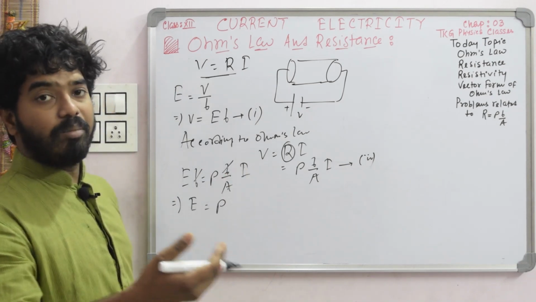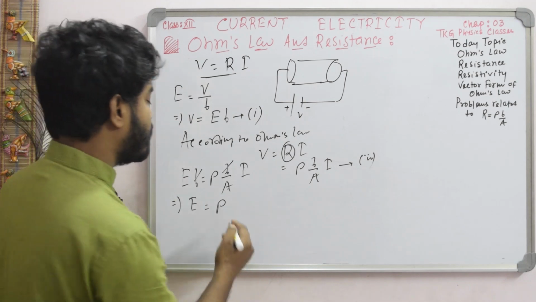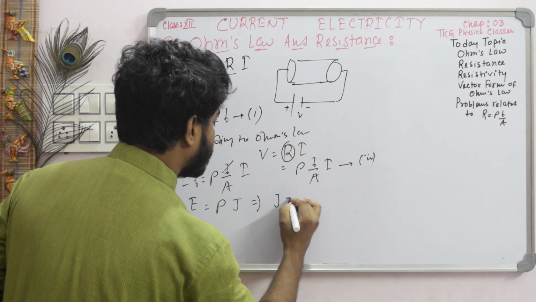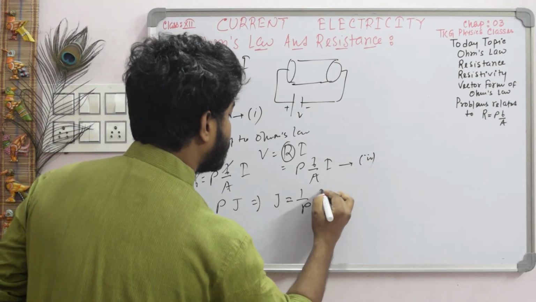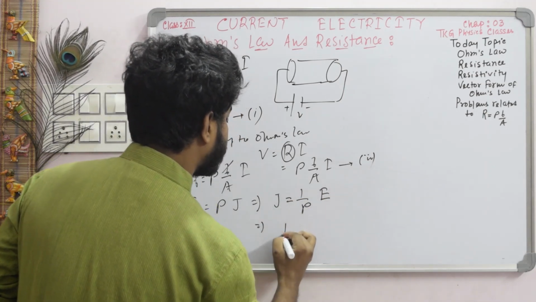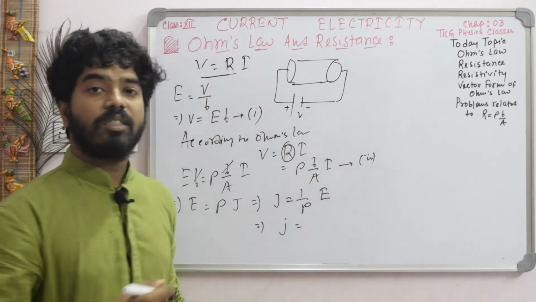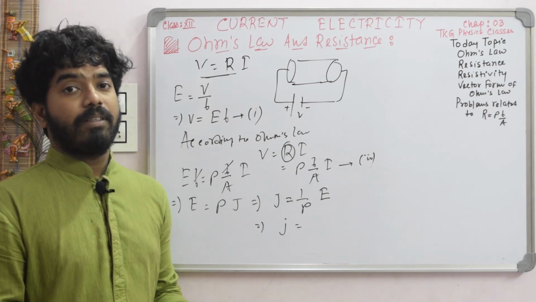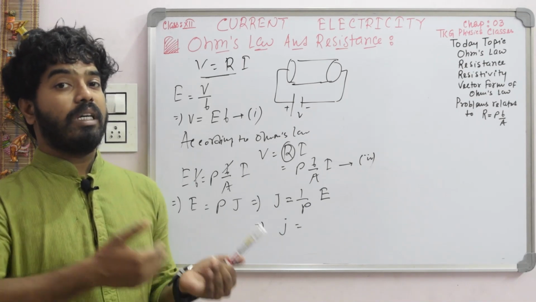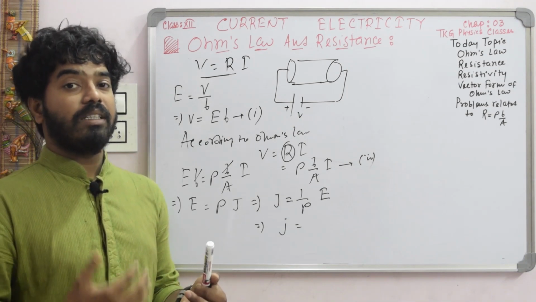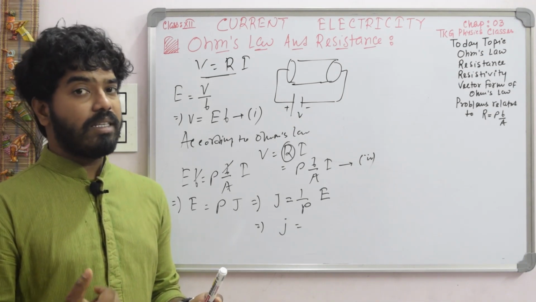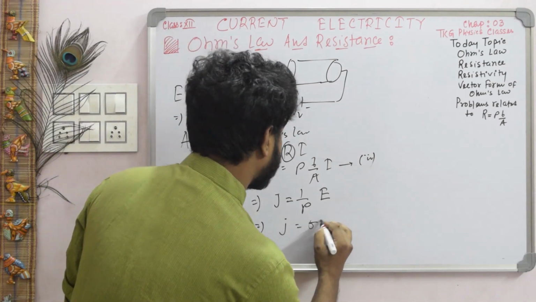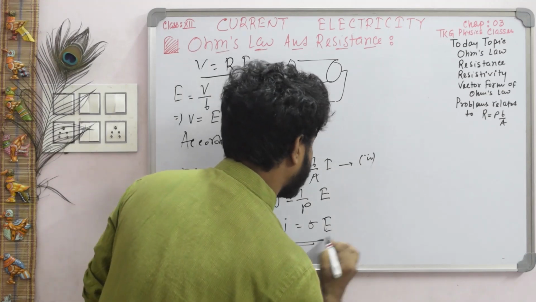You know the current per unit area represents current density, that is J. So this one represents J. So this equation becomes J = (1/rho) E. That means the reciprocal of resistivity is defined as conductivity. You know what is conductance. The reciprocal of resistance is called conductance. Similarly, the reciprocal of resistivity is known as conductivity. So this one becomes sigma. This is the mathematical form.